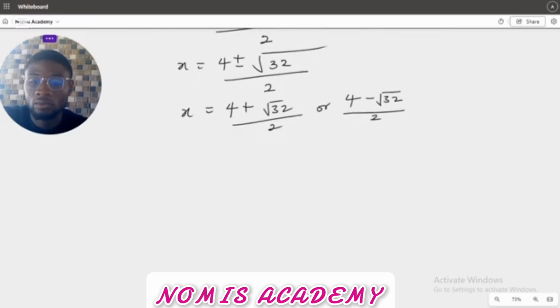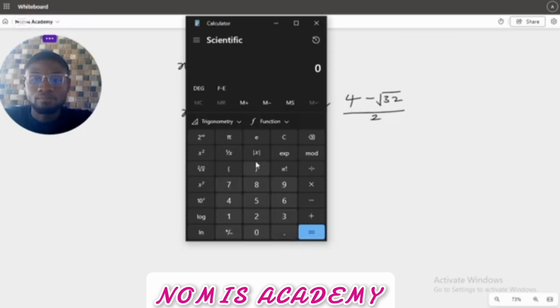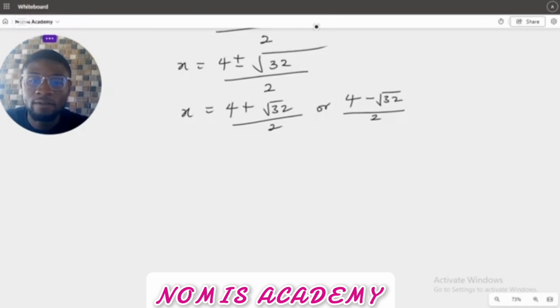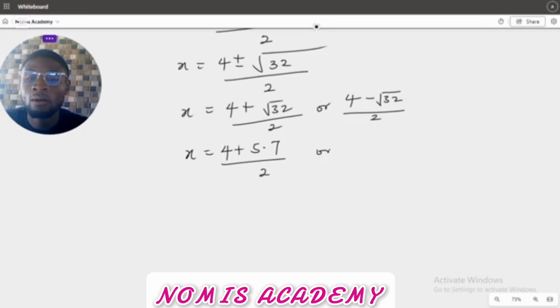Let's make use of our calculator to get a very quick answer. So 32, find the square root of 32. The square root of 32 is 5.66. So we have x is equal to 4 plus 5.7, let's take to one decimal place, divided by 2, or 4 minus 5.7 divided by 2.